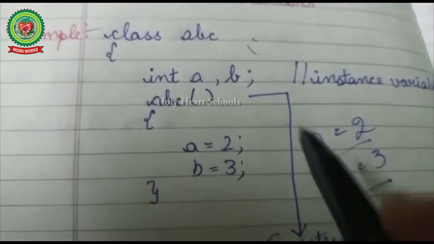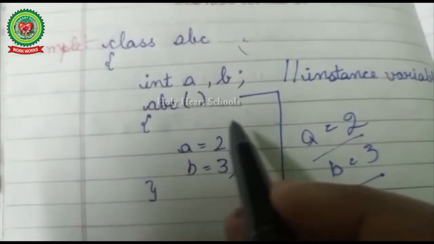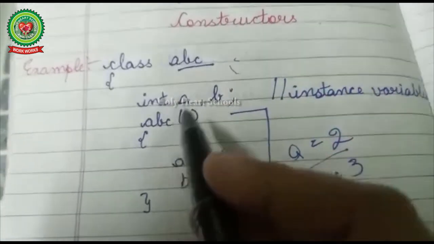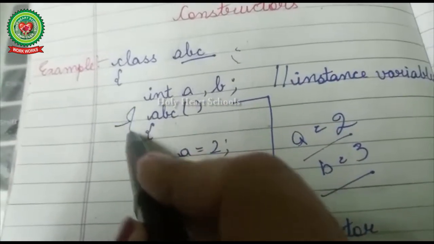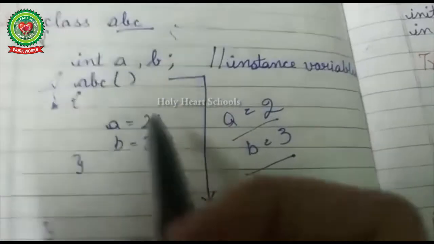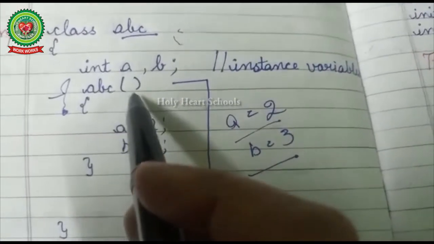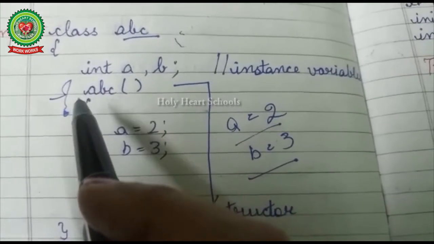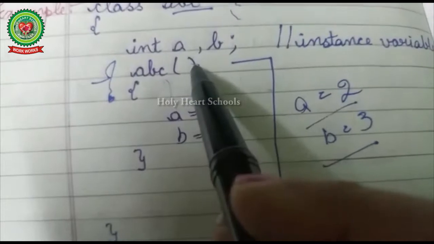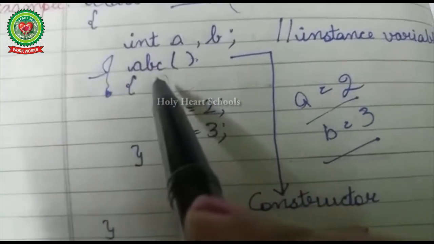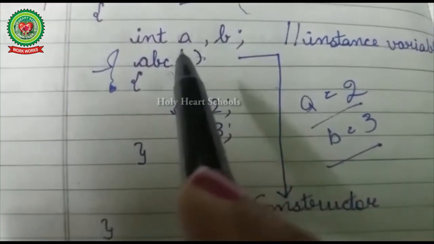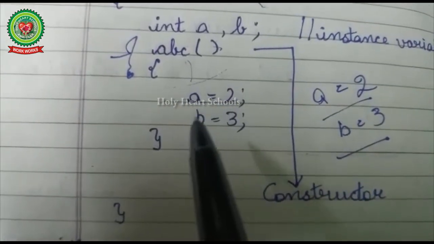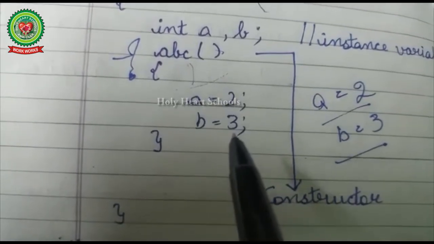Now students, this member method has the same name as the class name. It has no return type. Moreover, it doesn't have any access specifier like public, private, protected. So, this member method is known as a constructor. So, basically, constructors are used to initialize the values of the variables.